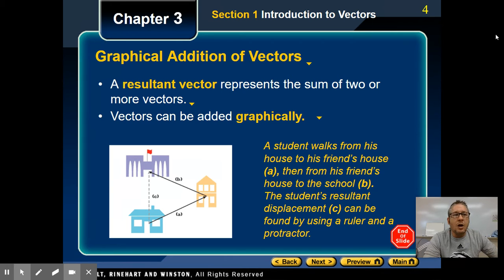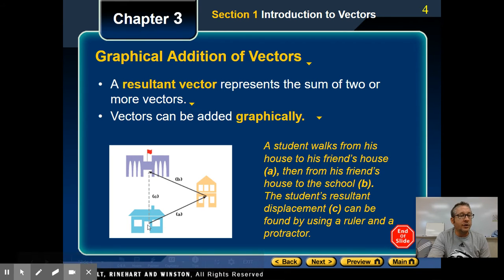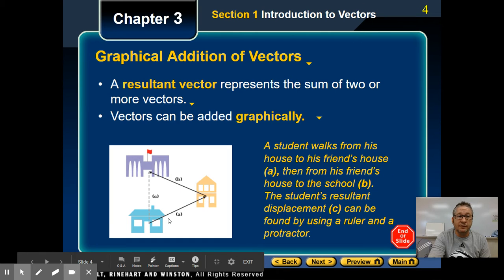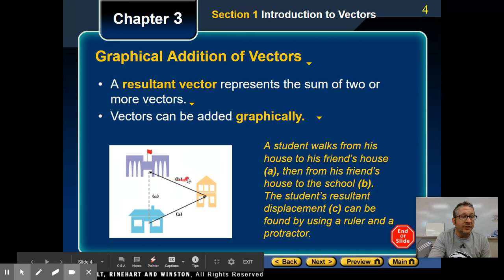So a student walks from his house to his friend's house. Okay, so right here, this is the student, and they are going to walk to their friend's house. This is the first vector, vector A. You notice how we represent vectors with arrows, okay? Then from his friend's house, they walk to school. So vector B here is going to represent their second displacement, okay, their second direction of travel. And what we get is what right here, C, the resultant vector.